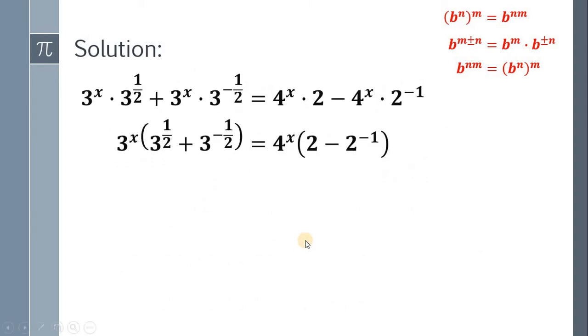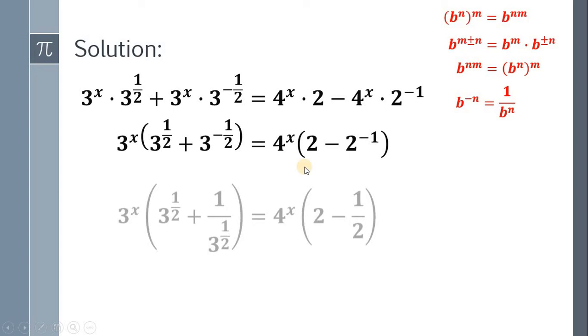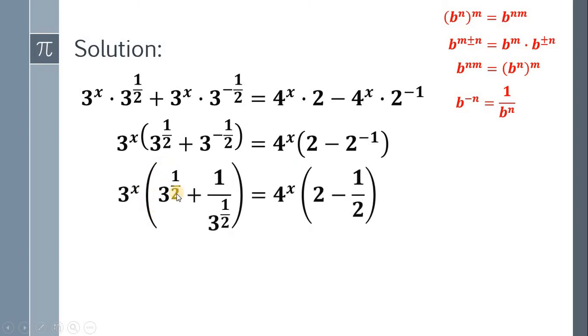What we're going to do is to factor out 3 raised to x and 4 raised to x on both sides. Therefore, it becomes 3 raised to x multiplied by 3 raised to 1 half plus 3 raised to negative 1 half equals to 4 raised to x multiplied by 2 minus 2 raised to negative 1. Next, we need to apply another law of exponent. So if we have b raised to negative n, it is equal to 1 over b raised to n. Therefore, our equation becomes 3 raised to x multiplied by 3 raised to 1 half plus 1 over 3 raised to 1 half, and 2 raised to negative 1 becomes 1 over 2.